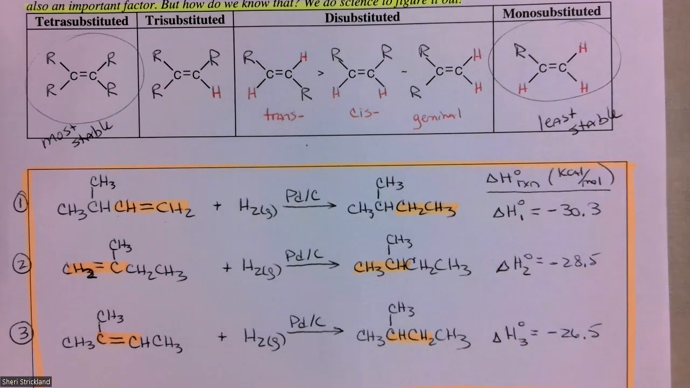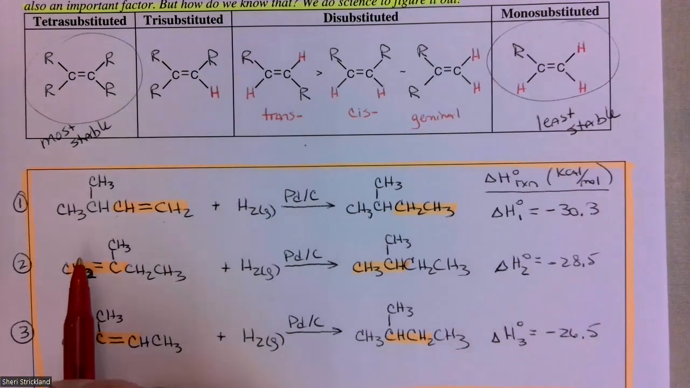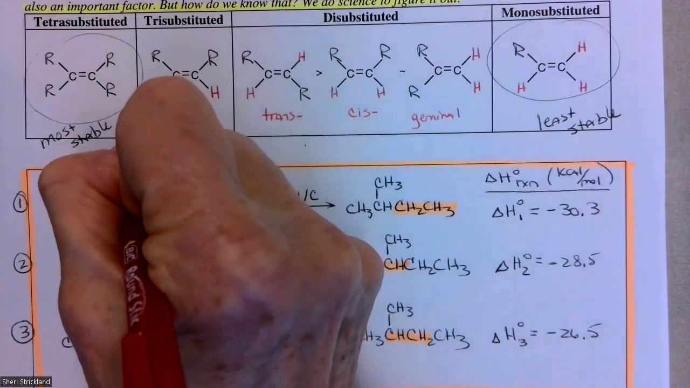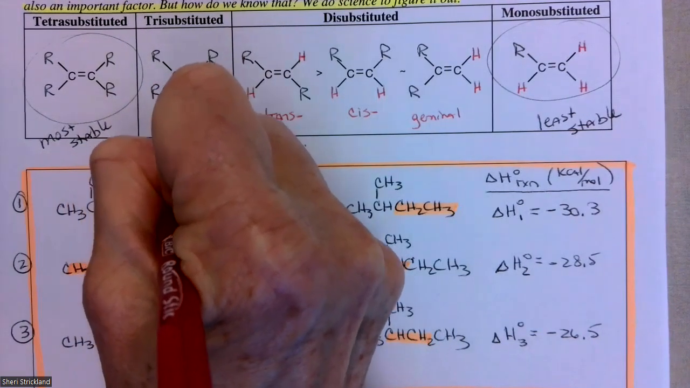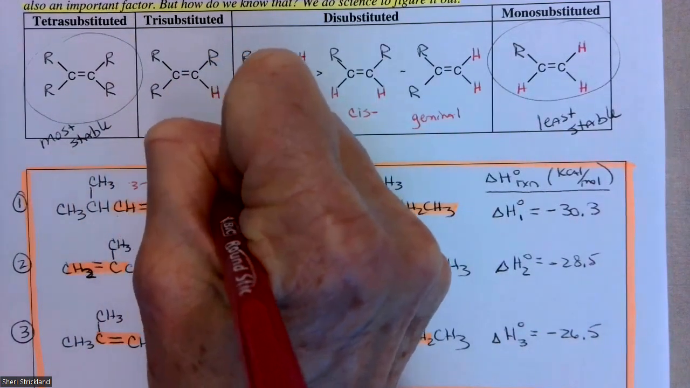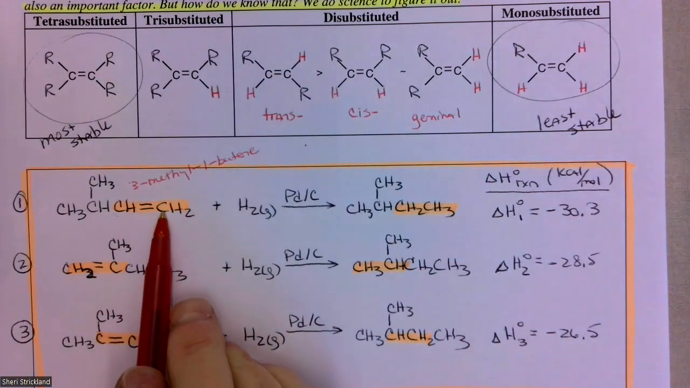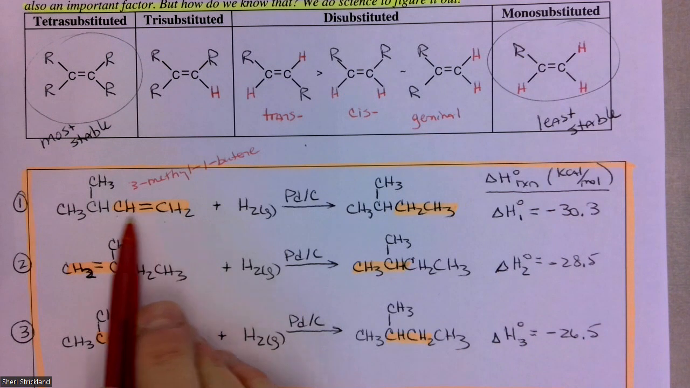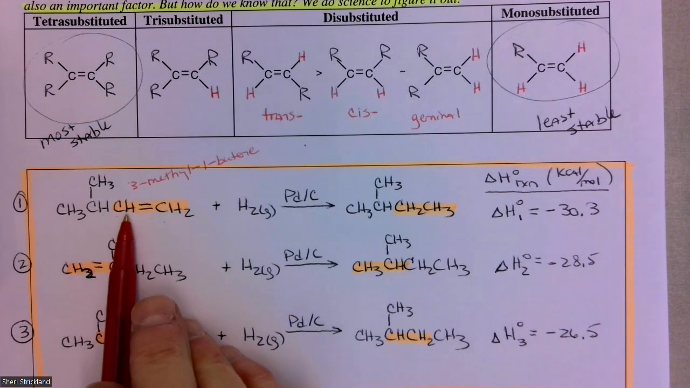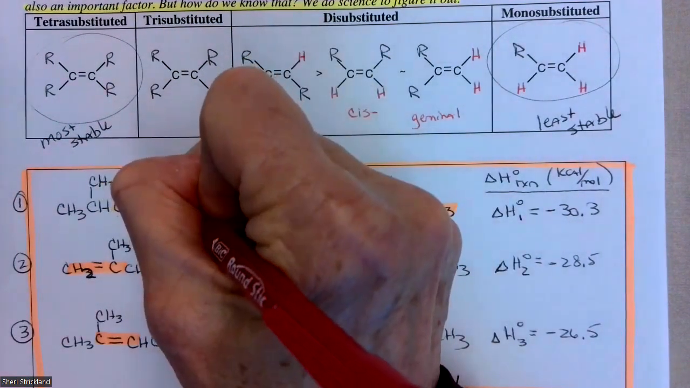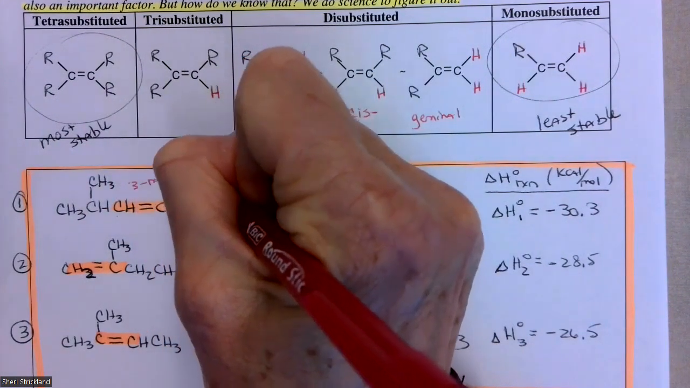All right, welcome back. So this first one up here is 3-methyl-1-butene. And because when I look at those two sp2 carbons, I see three hydrogens and only one carbon attached to an sp2 carbon, this is a monosubstituted alkene.